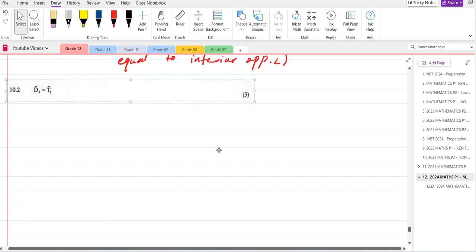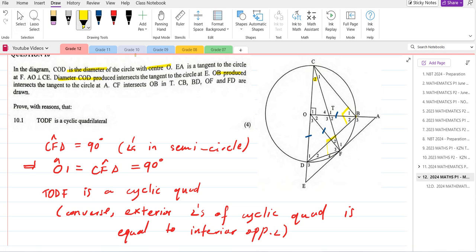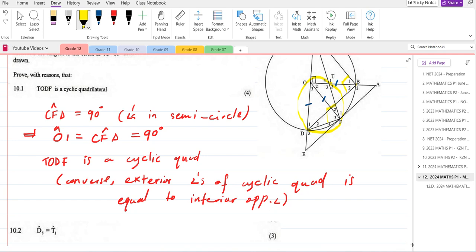Next question, we prove that angle D3 equals angle T1. How is angle D3 equals to angle T1? Obviously we just proved that this is a cyclic quad, right? So we can say D3 is an exterior angle of a cyclic quad, equal to interior opposite angle T3, and then T3 equals T1 vertically opposite. So D3 equals T1.